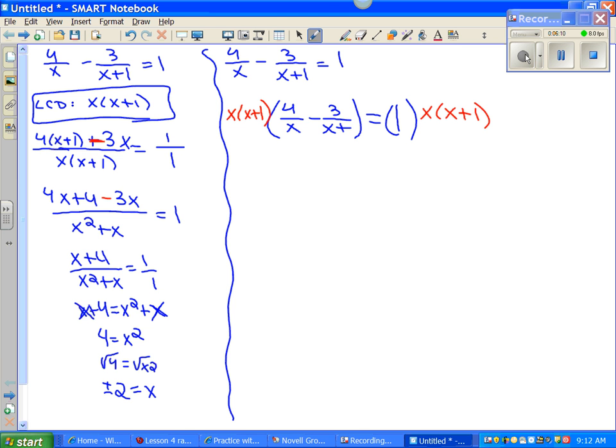Okay, so here's how this works. x times x plus 1 times 4 over x. Well, what happens with these x's? They cancel, so I'm left with 4 times x plus 1. The x's cancel when I multiply this piece. Now, x times x plus 1 times negative 3 over x plus 1, what cancels? So I'm left with negative 3x equals, does anything cancel? x times x plus 1. Okay, so this is the other option.